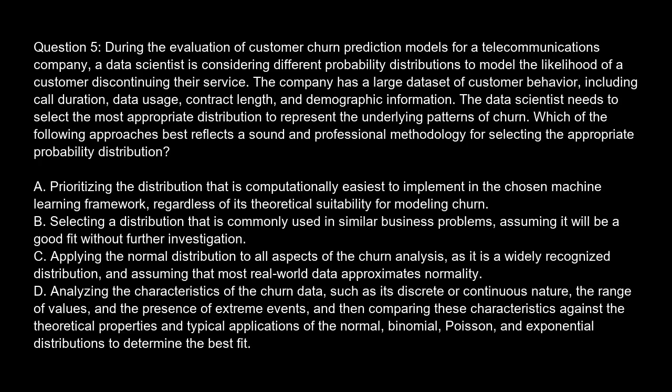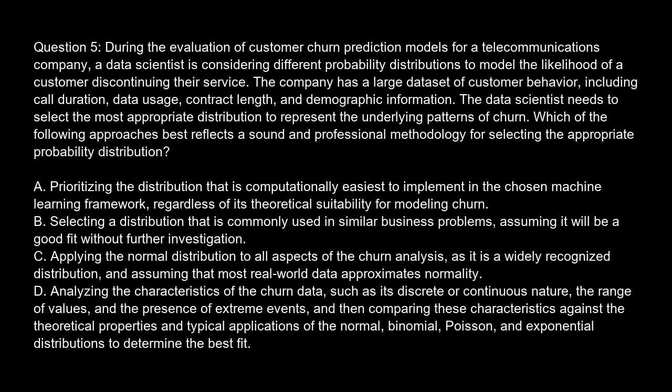Question 5. During the evaluation of customer churn prediction models for a telecommunications company, a data scientist is considering different probability distributions to model the likelihood of a customer discontinuing their service. The company has a large dataset of customer behavior, including call duration, data usage, contract length, and demographic information. The data scientist needs to select the most appropriate distribution to represent the underlying patterns of churn. Which of the following approaches best reflects a sound and professional methodology for selecting the appropriate probability distribution?